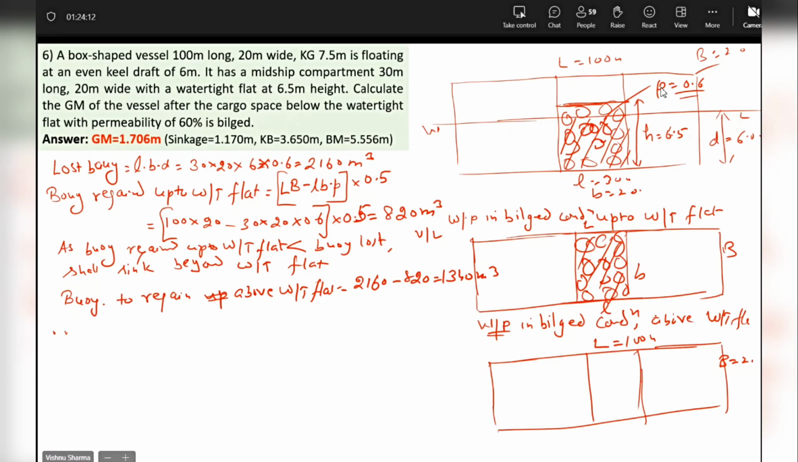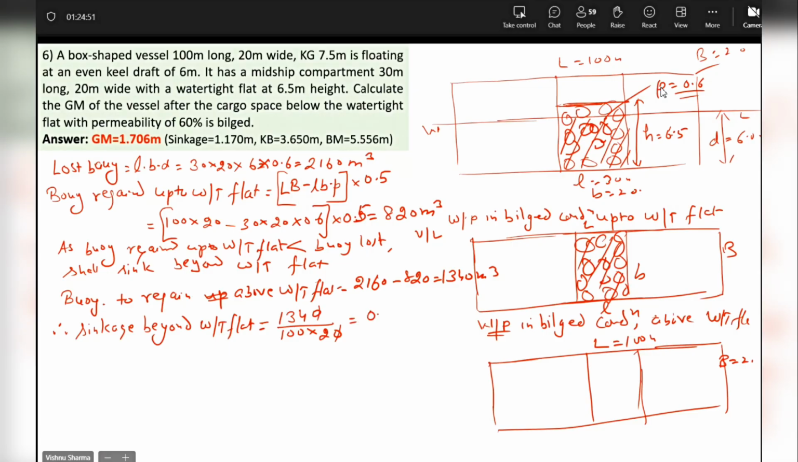Therefore, sinkage beyond watertight flat will be equal to buoyancy to regain. Speak to yourself. You can't keep writing everything in statements, otherwise you'll never be able to close the paper. Talk to yourself. Buoyancy yet to be regained 1340, divided by the intact water plane for this regaining depth, and you look at it, it's 100 into 20.